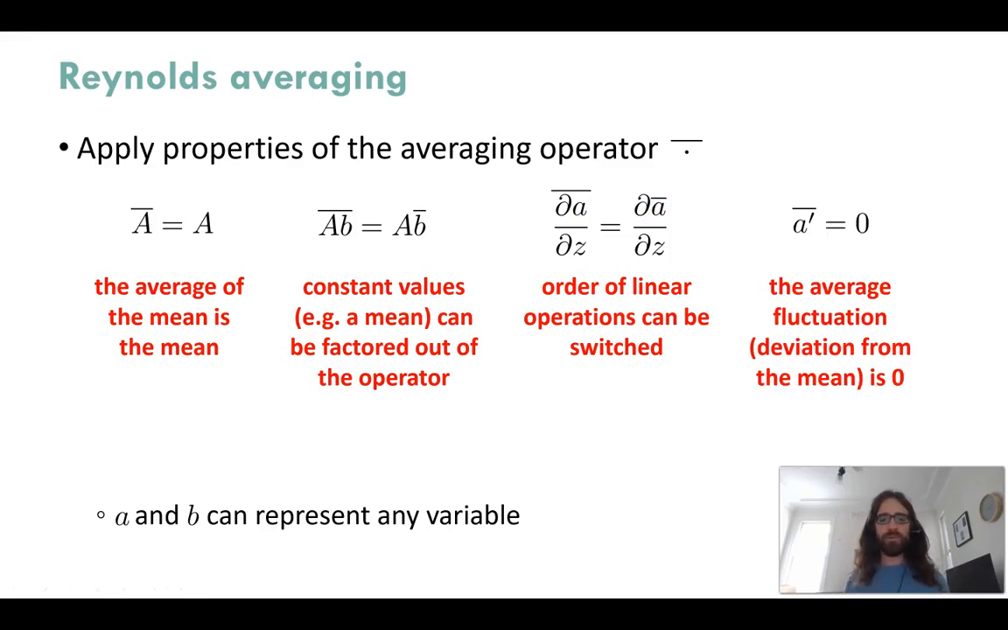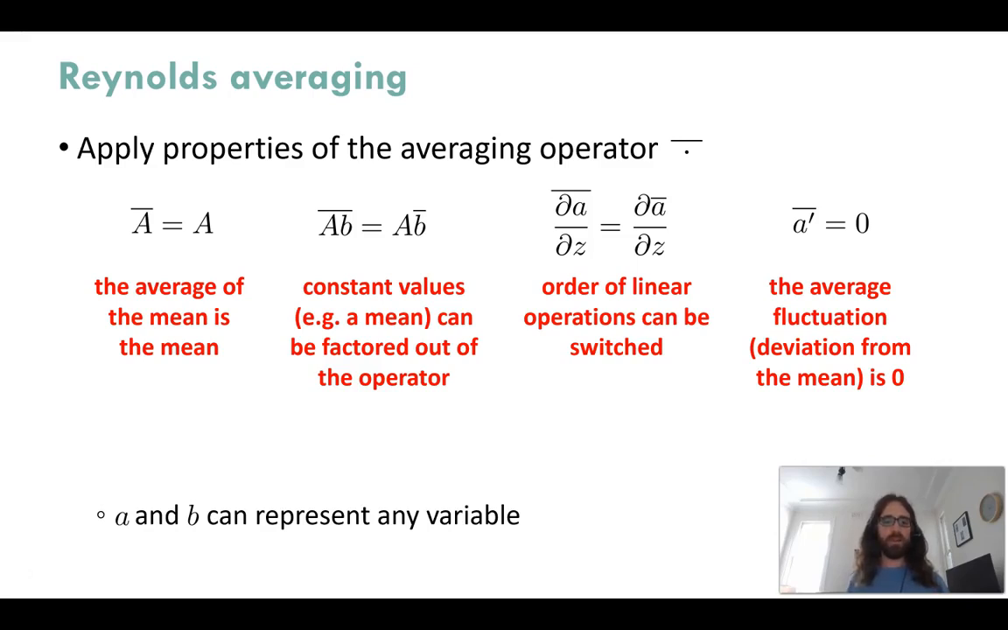Finally, the last rule is that the average of a fluctuation is equal to 0. So if you separate your signal into a mean component and a fluctuating component, and then you take the mean of that, the mean component is going to be itself, and the fluctuating component must go to 0. Otherwise, it breaks the rules of the Reynolds decomposition that you've established.